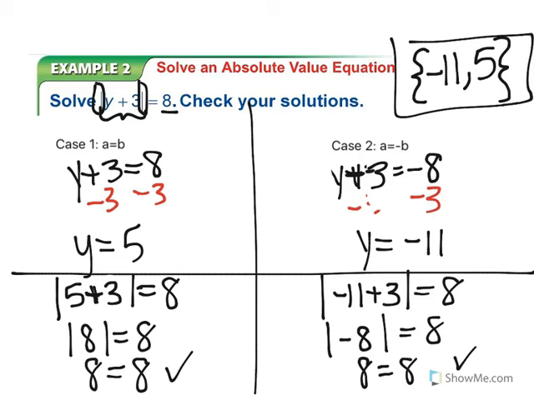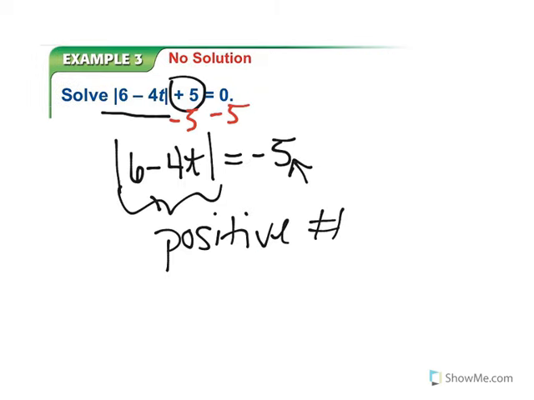You cannot say that absolute value is equal to a negative number. You can say that the inside stuff is equal to a negative number. So when we have something with the absolute value signs and it's equal to a negative number, that's going to give us no solution because that can never happen.